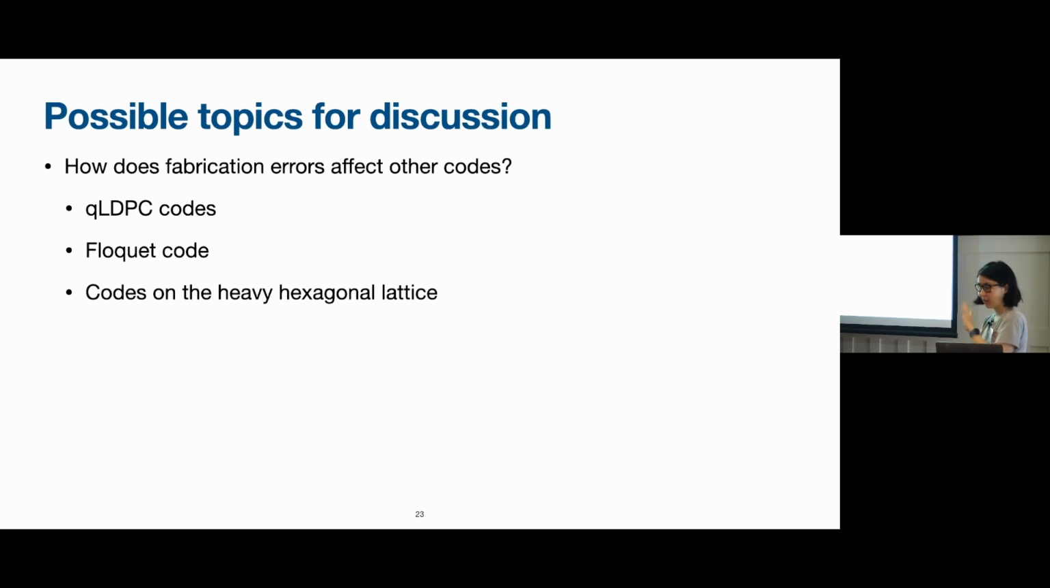And I also have some possible topics for discussion, which is how fabrication errors affect other codes. So I imagine that you can consider QLDPC codes. I mean, they do have some redundancy in their checks, so I'm not sure how much their performance is affected when you have one broken link. And the FlowCAD code could also be interesting. There's actually a paper that talks about defects on the FlowCAD code, but I haven't read it yet, so I'm wondering if anybody has read it. And also the codes on the heavy hexagonal lattices. Yeah.